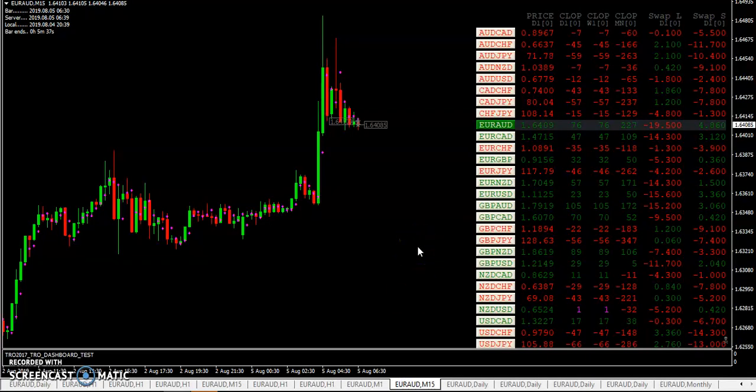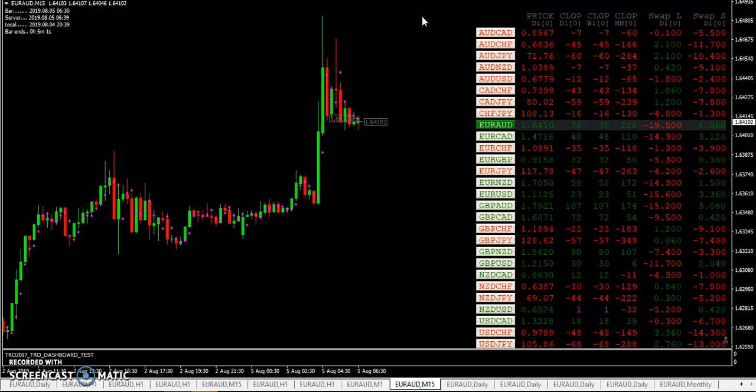But there is one other thing I want you to look at here. Is the swap. If you hold this long, this is the worst swap rate of all. But if you hold it short, this is the best swap rate of all. So it seems like the smart trade would be to look for short opportunities on the Euro AUD. And let me know what you think. So that's how I analyze this particular pair.